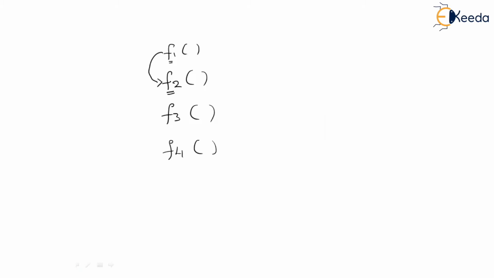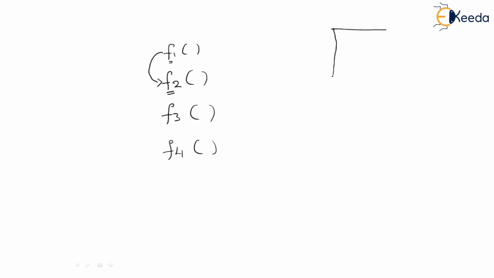Now, when F1 calls F2, F1's return address must be saved somewhere, because the moment F2 gets executed, F2 should make a return back to F1. For that, we should be able to store the return address of F1. Let us see what it is.